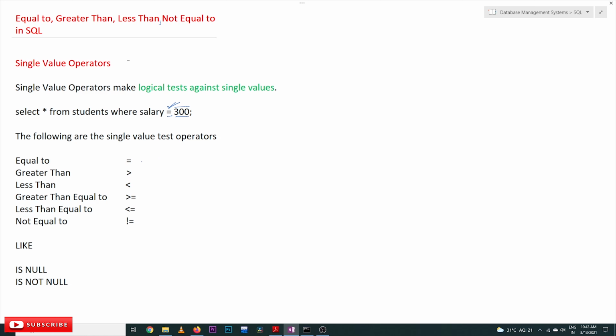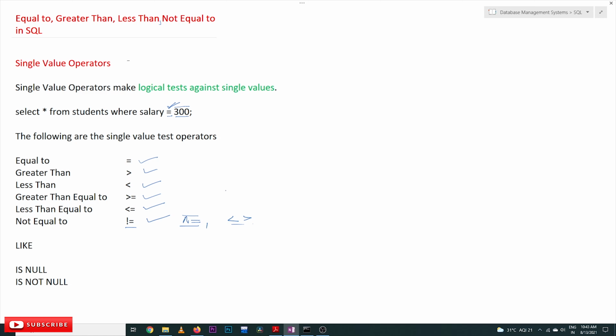The following are the different single value test operators that are available in SQL: equal to, greater than, less than, greater than or equal to, less than or equal to, and not equal to, which has many other forms. One form is caret equal to, which is also not equal to, and the other is the less than and greater than symbols side by side. This is also another form of not equal to. We can use either this or this. Any of these operators can be used for not equal to.